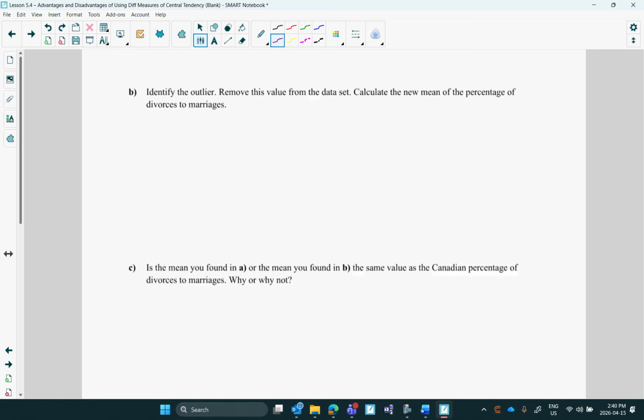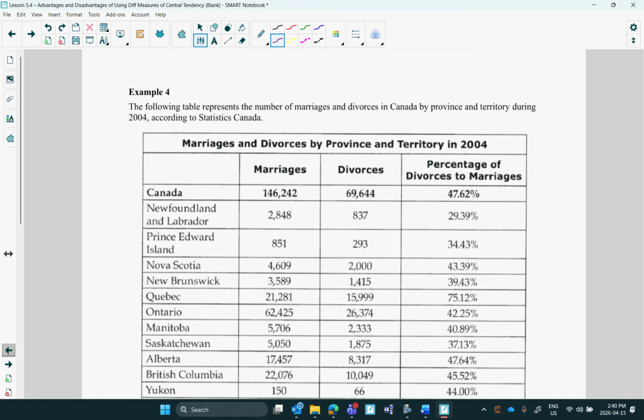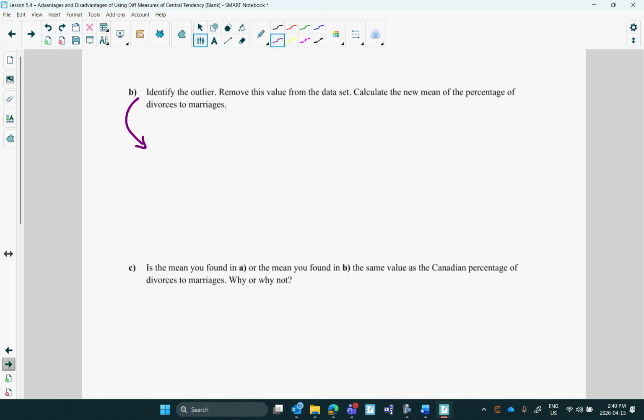So the outlier, if we took out the outlier, one could make the argument that there's more than one outlier, but we'll just take out the 75.12. And when we take out the 75.12, the mean becomes 40%, which kind of makes sense because now that we've taken out that high one, those ones that were pretty low kind of dragged it down a little bit below the median.